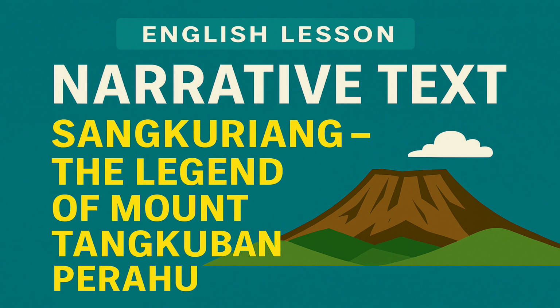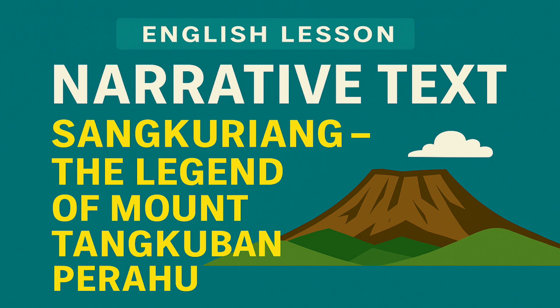Today we're learning about narrative text. This type of text is used to tell a story, either real or fictional, with the purpose of entertaining or sharing a moral lesson. Our topic today is Sangkuriang, the legend of Mount Tangkuban Perahu.